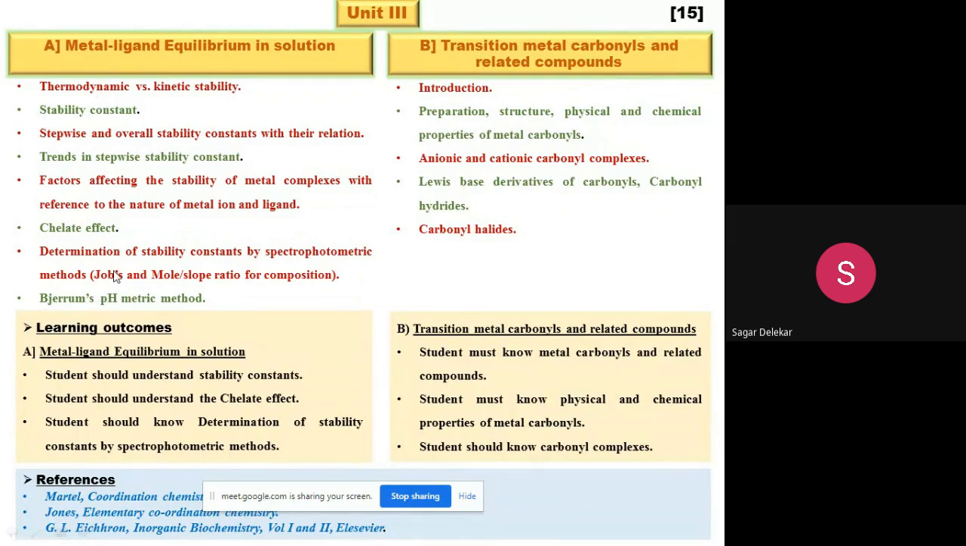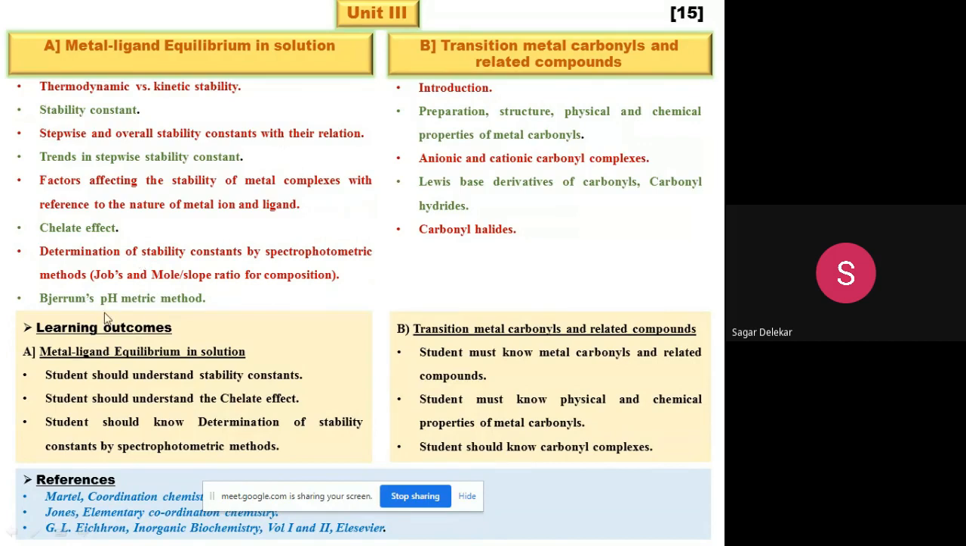Then after that, one focuses on the determination of the stability constant through different methods. Especially in your syllabus, two methods have been included: one is the spectrophotometric method, and the second is the pH metric method. In the spectrophotometric method, one can use the Job's and mole ratio or slope ratio method, preparing different compositions. With the help of these, one can obtain the stability constant, and not only that, also the composition of the metal and the ligand.